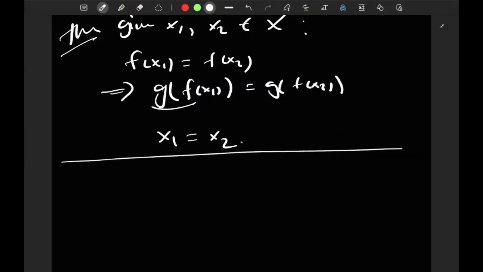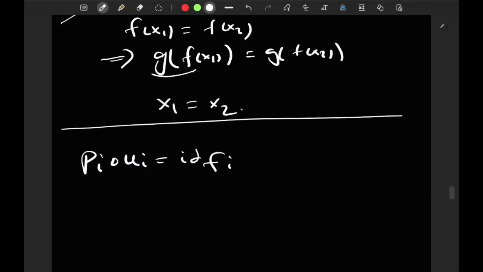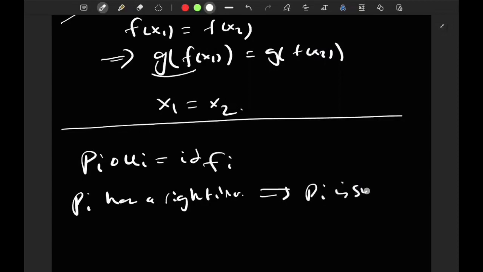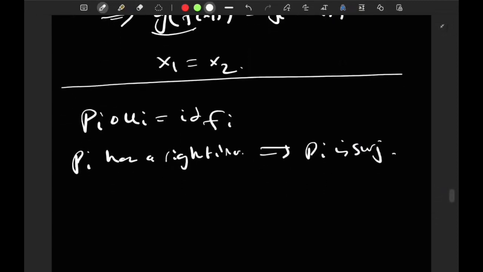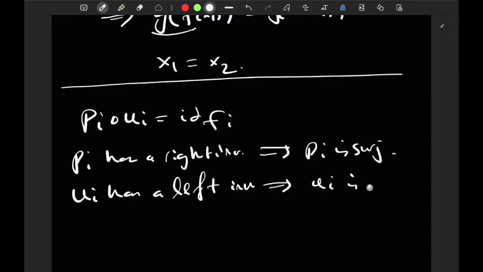So that's another way to see why the pi is surjective. Remember that pi round ui is just the identity of fi, right? And this means that pi has a right inverse, and this implies by the above that pi is surjective. So that's one formal way to see that pi is surjective. And ui has a left inverse, namely pi, so ui is injective as well.